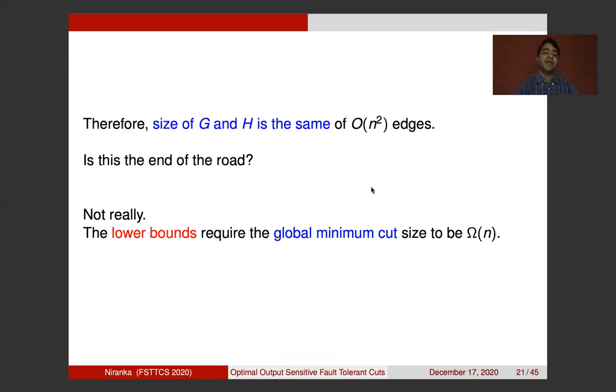Next we see that it's not really, because in the lower bound that we considered, the clique problem, the global min cut value is actually omega n. Why? Because in a clique of n vertices, if you take any vertex and remove all its adjacent edges, which is n minus 1, that is actually the global minimum cut. So a natural question comes up: what if we parameterize this problem in terms of the global min cut size?